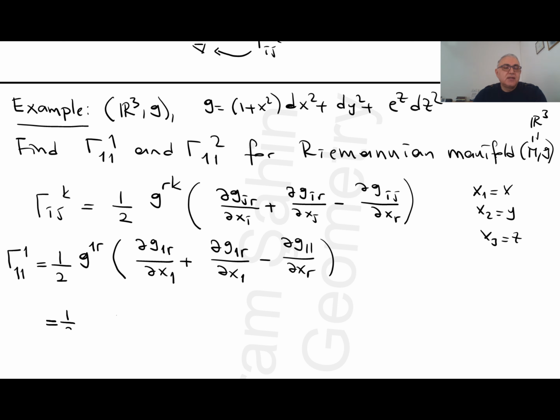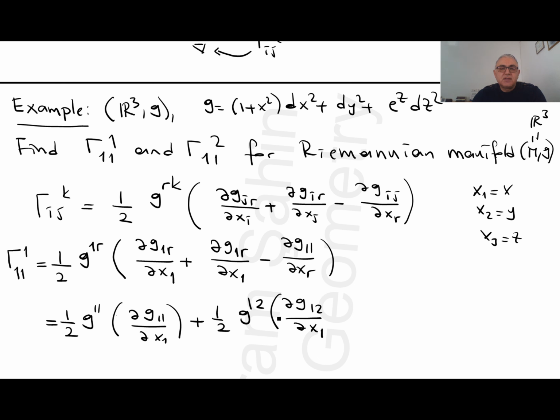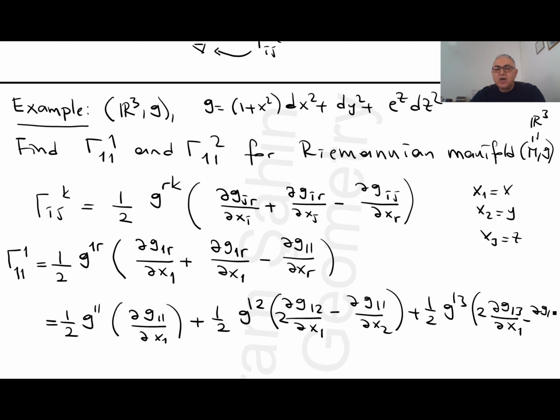So for r equal to 1, we have this one. And you see you have g_{11,1}, then plus 1/2 g^{12}, then you have this one, and so on. So again you have the terms with x1 minus the terms with x3.